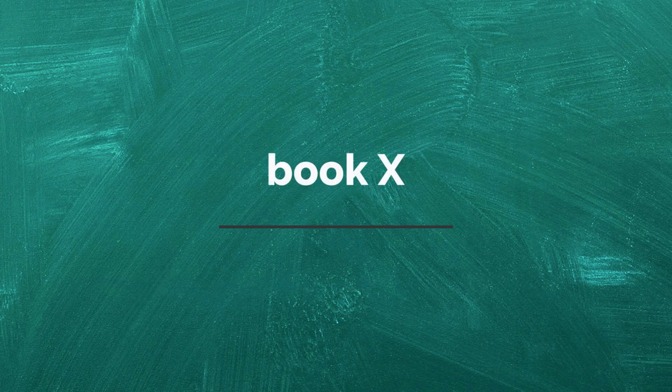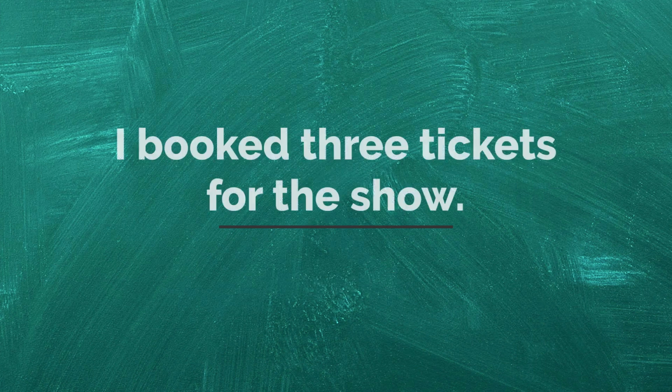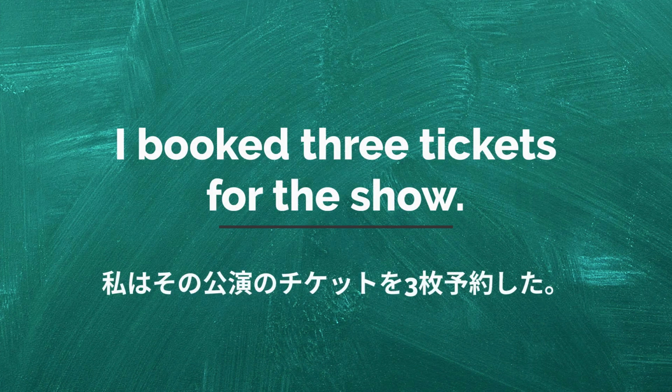Book X. X を予約する。 Book X. I booked 3 tickets for the show. 私はその公演のチケットを3枚予約した。 I booked 3 tickets for the show.